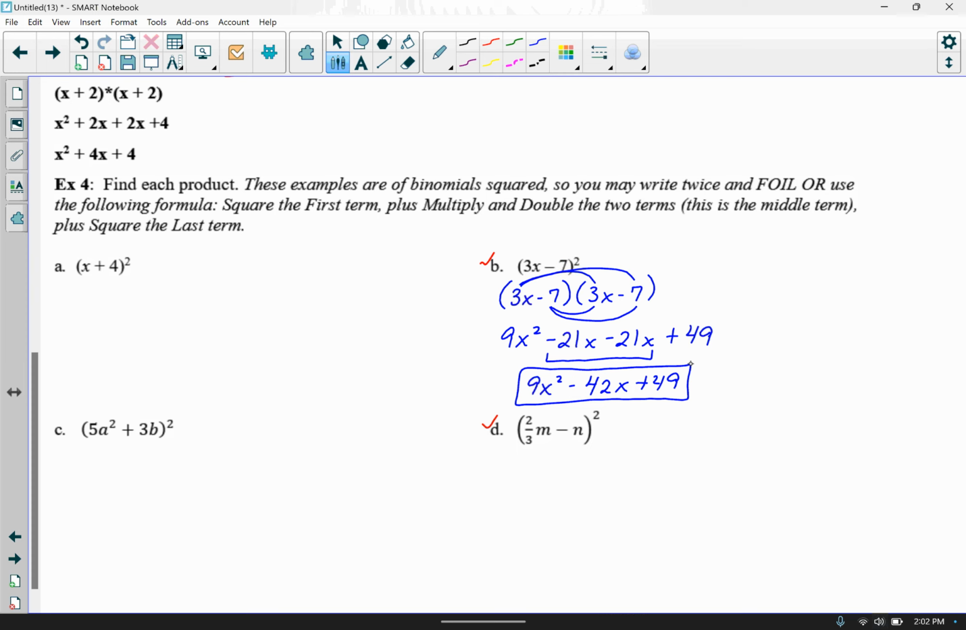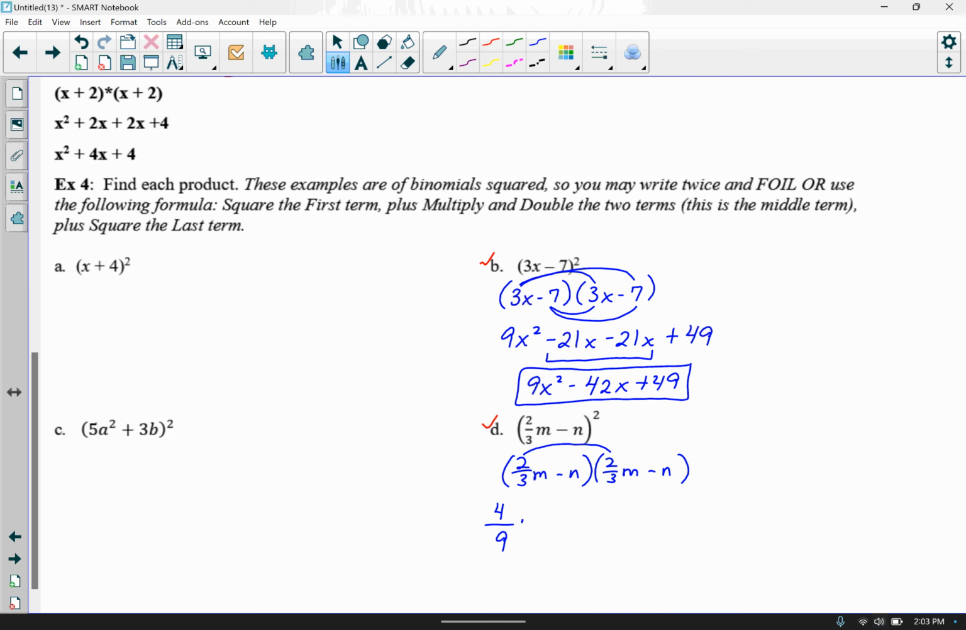I wanted to do D with you as well. I didn't want the fraction to scare you off. You've got a binomial here that's being raised to the second power. So that means I need to write it twice so I can FOIL it. So 2/3 m minus n times itself. All right, so I do my first. 2/3 times 2/3. When you multiply fractions, you just multiply straight across. So think of it as 2 times 2, 4, and then on the bottom, 3 times 3, 9.